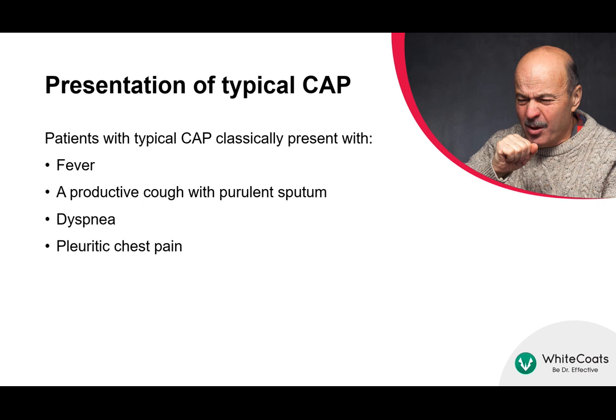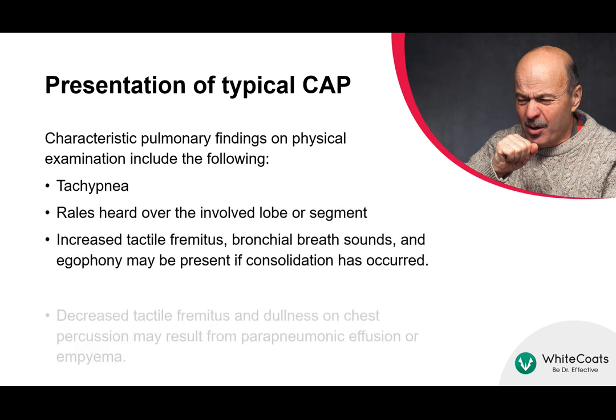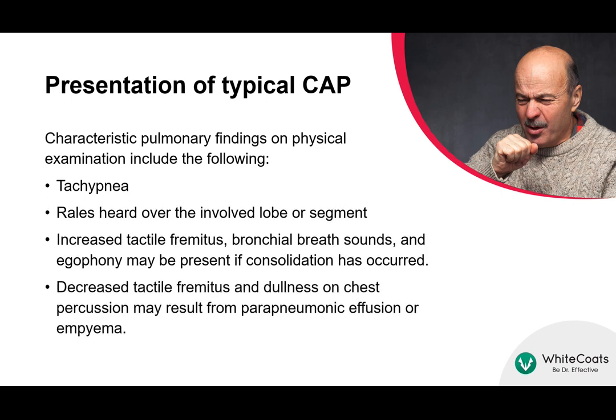Patients with typical community-acquired pneumonia classically present with fever, a productive cough with purulent sputum, dyspnea and pleuritic chest pain. Characteristic pulmonary findings on physical examination include the following: tachypnea, rales heard over the involved lobar segment, increased tactile fremitus, bronchial breath sounds, and egophony may be present if consolidation has occurred. Decreased tactile fremitus and dullness on chest percussion may result from parapneumonic effusion or empyema.